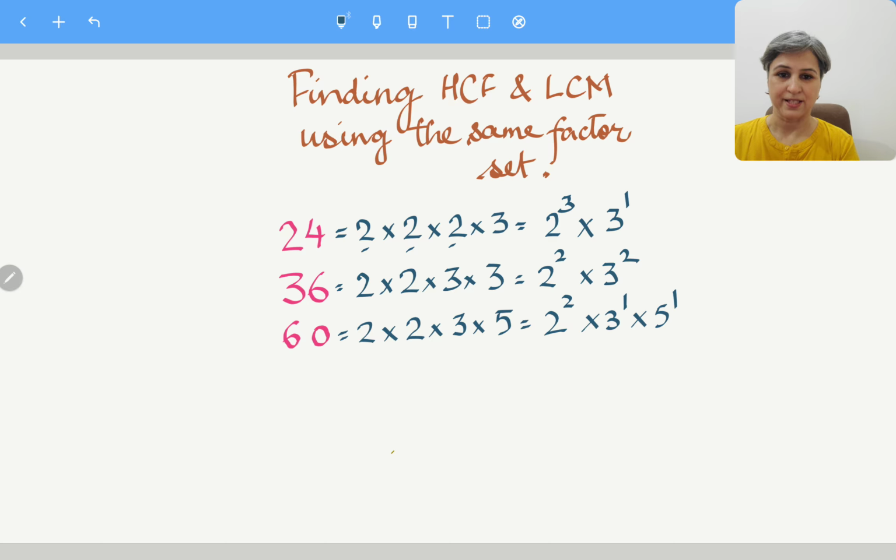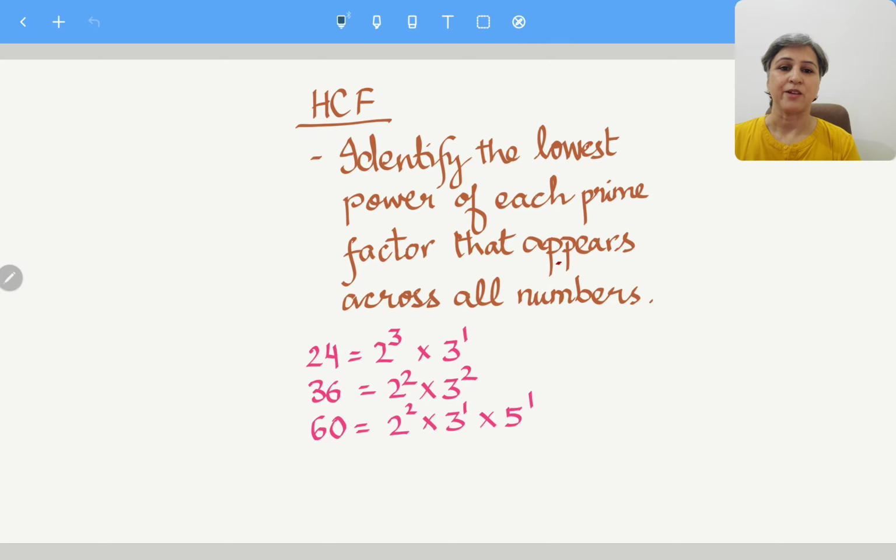Now let's find the HCF. To find the HCF we have to identify the lowest power of each prime factor. Yes, the lowest power of each prime factor. So let's write down the prime factors first. We have 2, 3 and 5. Now the lowest power of 2. We look at the lowest power, it's 3, 2 and 2. So the lowest power is 2. For 3 the lowest power would be 1, and for 5.